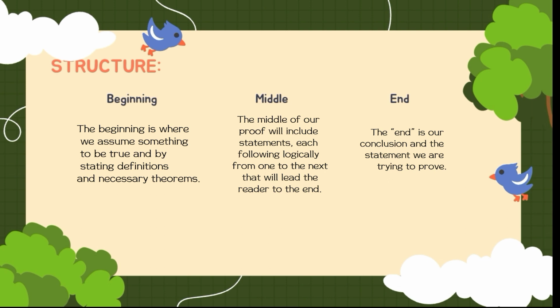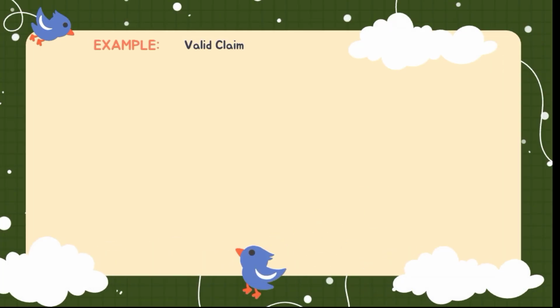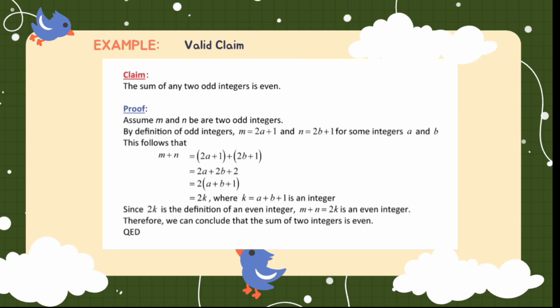To understand more about this structure, let me give you an example. These two examples are a valid claim and an invalid claim. Our examples are using the method of direct proofs. So the first one is its claim: the sum of any two odd integers is even. So going back to the structure, we are to start at the beginning.